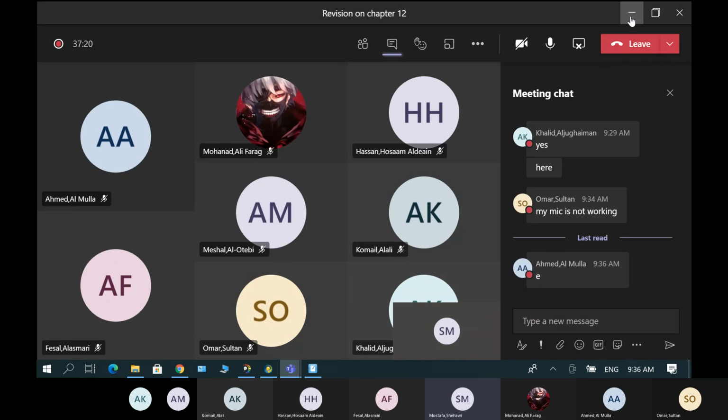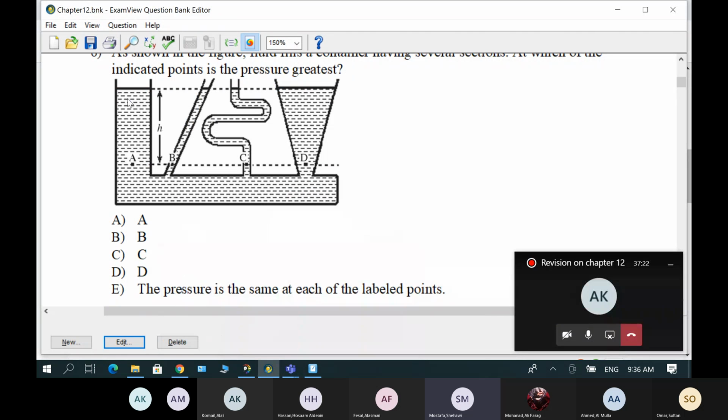Bravo, Ahmed. Because here they have the same height of water above them. We don't depend on the inclined or slanted one. We depend on the vertical height. All of them, A, B, C, D, have the same vertical height from the top, the surface, to the end.